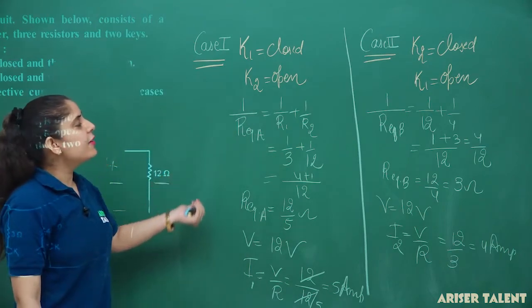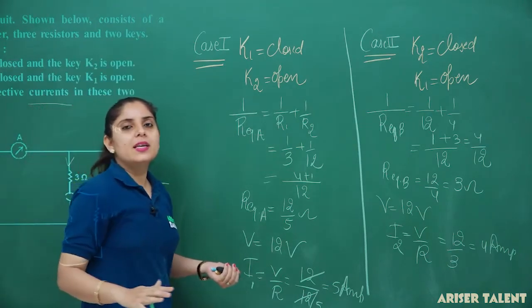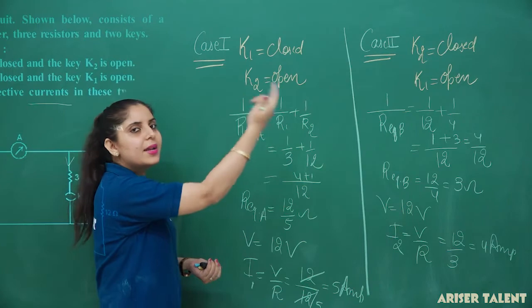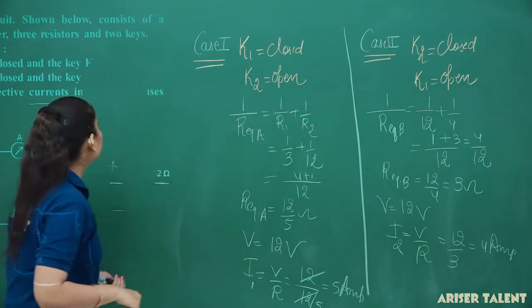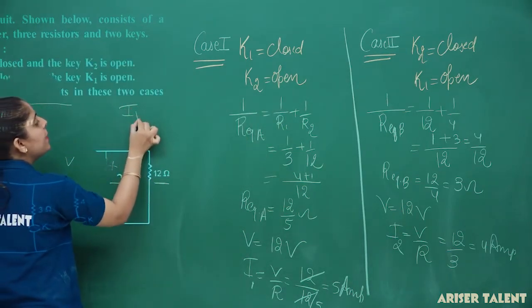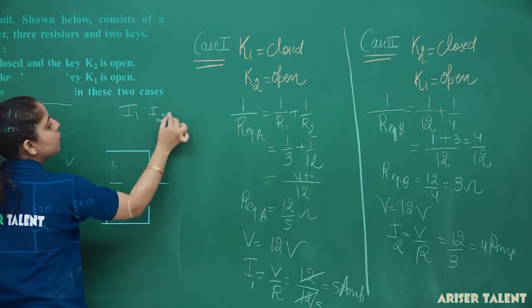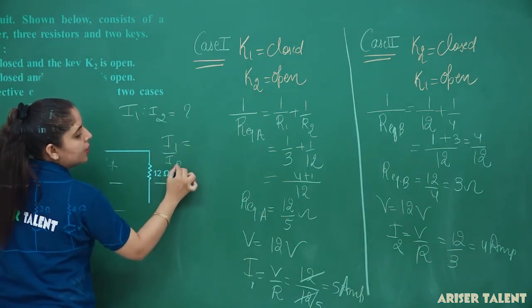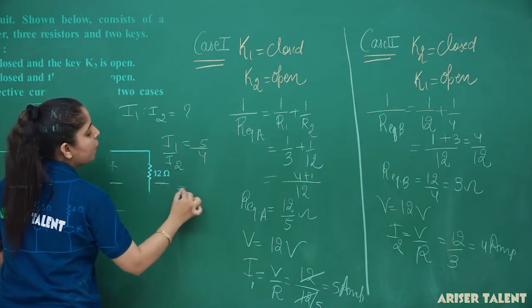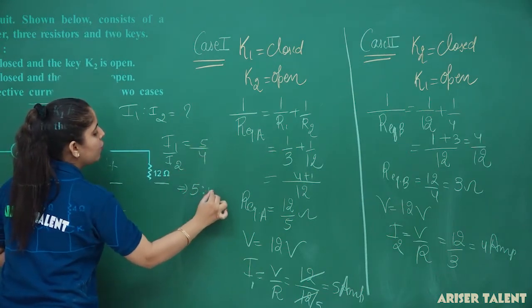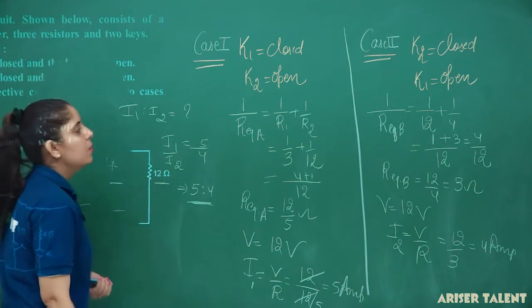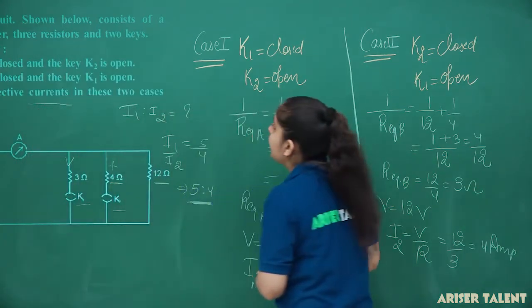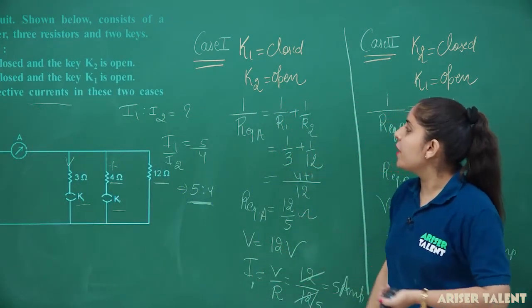Now, we have calculated the current in both the cases as K1 is closed here and K2 is closed here. And what we have to determine? We have to determine the ratio of I1 upon I2. So, I1 upon I2 came out to be 5 upon 4. So, I must say that ratio will be 5 is to 4. So, the ratio of current in both the cases came out to be 5 is to 4.